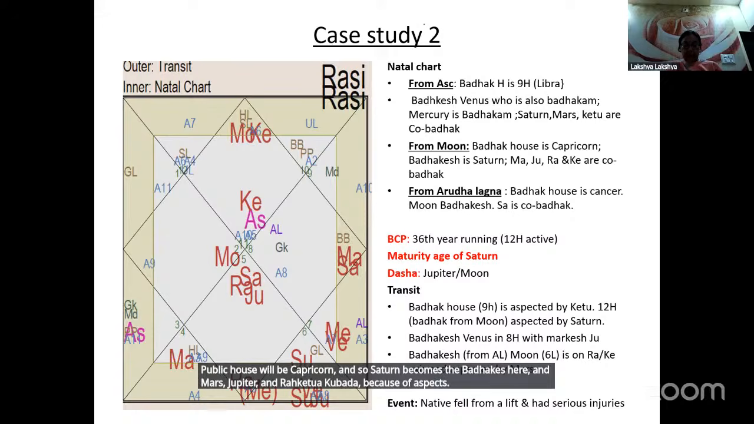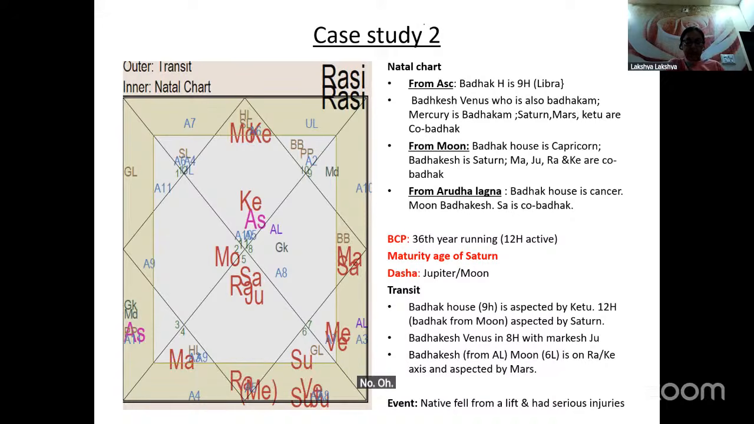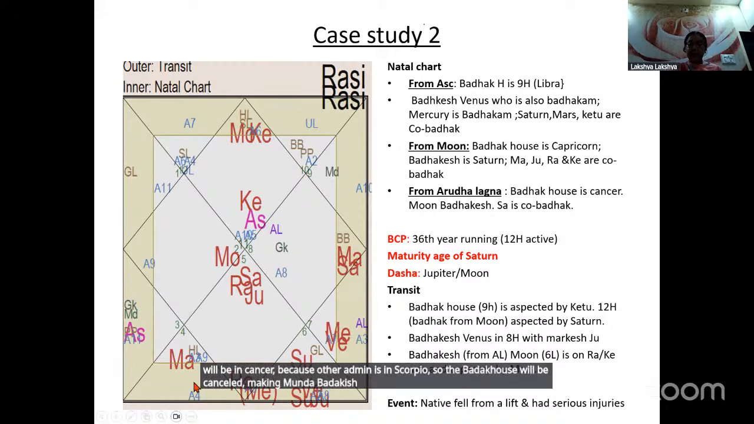Now, from Aruda Lagna, the Badhakesh will be in Cancer because Aruda Lagna is in Scorpio, so the Badhak house will be Cancer, making Moon the Badhakesh, which we have seen earlier is the exalted sixth lord, and here it is also a co-Badhak.